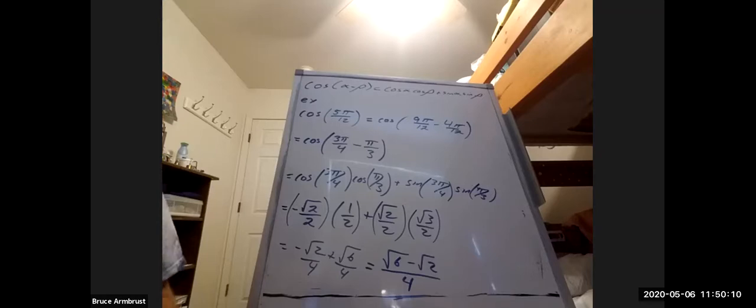All right, so there's cosine of alpha minus beta. What we're going to need to do is develop identities for cosine of alpha plus beta, and also for the sines and for the tangents.